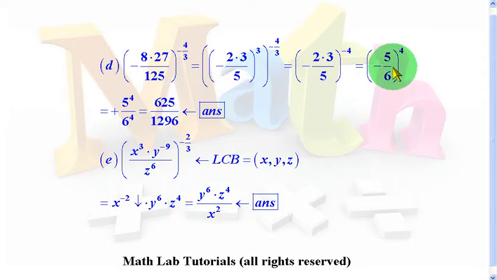And then a minus sign taken 4 times will give you a positive. So we put a positive here. And then we get 5 to the power 4 over 6 to the power 4. And if you evaluate 5 to the power 4, you get 625, and 6 to the power 4 is 1296. So this will be the final answer to this master-slave problem. Over here, we have essentially a master-slave problem where the slave involves variables. Same sort of idea.